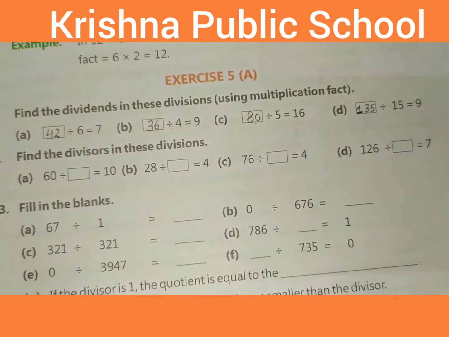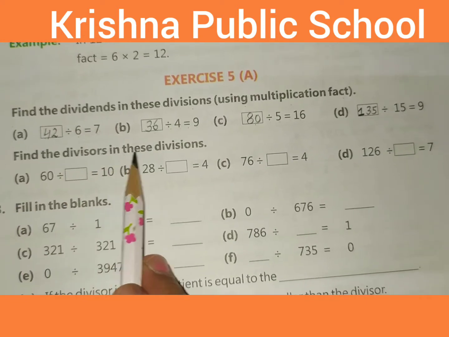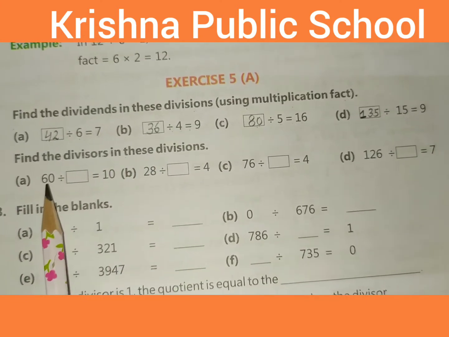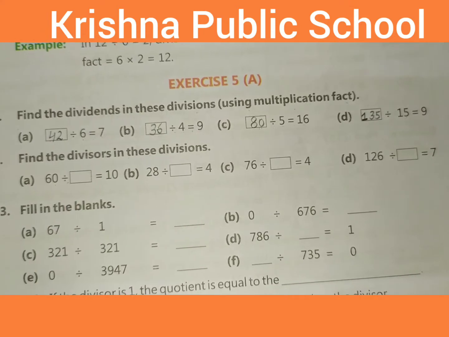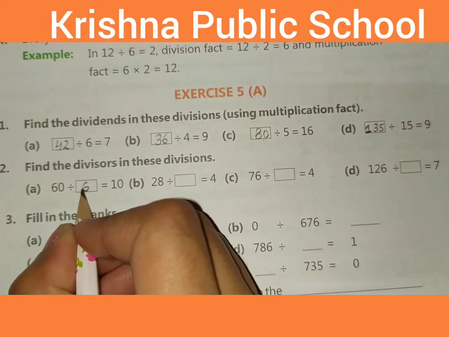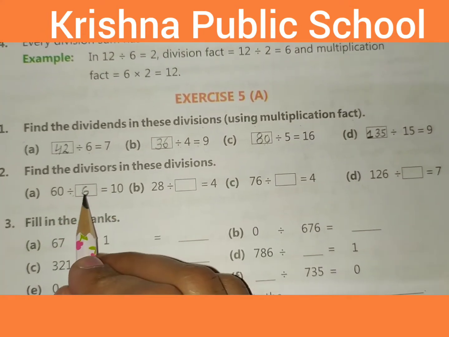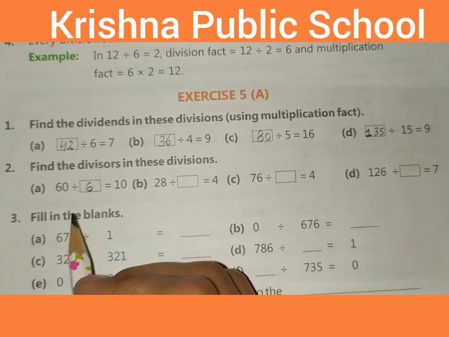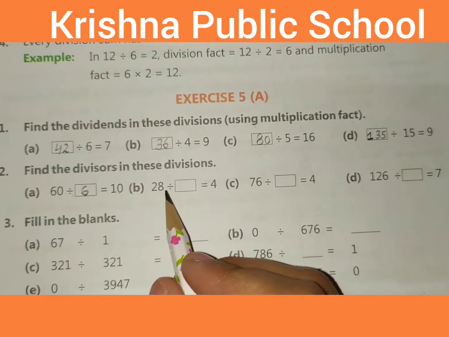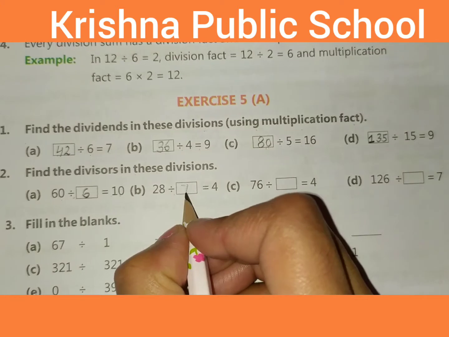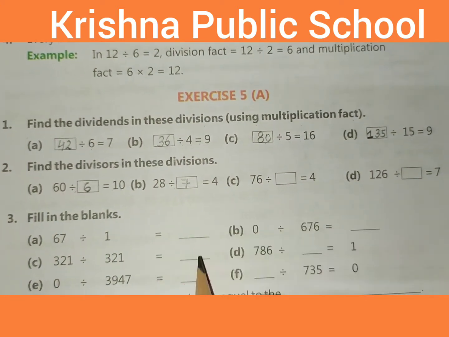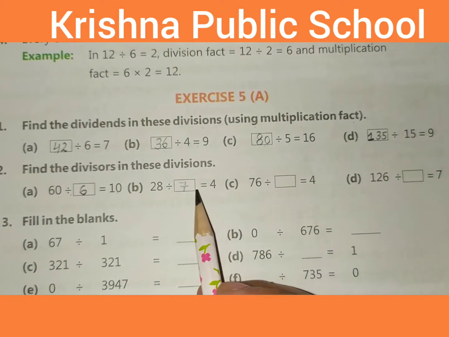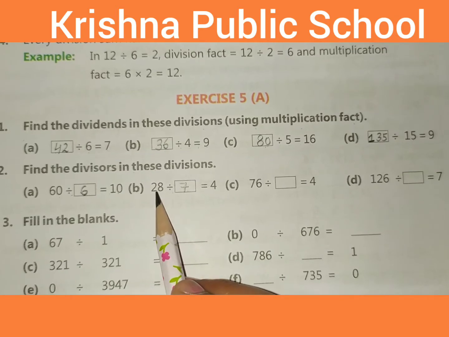Next question is find the divisor in this division. 60 divided by 6 equal to 10. 6 is called divisor. Okay children. 28 divided by 7 equal to 4. Verification is 4 multiplied by 7 equal to 28.